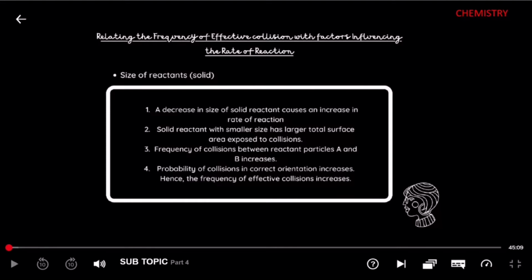Solid reactant with smaller size has larger total surface area exposed to collision. When the total surface area of reactant particles increases, the total surface area exposed for collision to occur increases. And then the frequency of collision between reactant particles A and B increases. As a conclusion, probability of collision in correct orientation increases, hence the frequency of effective collision increases.